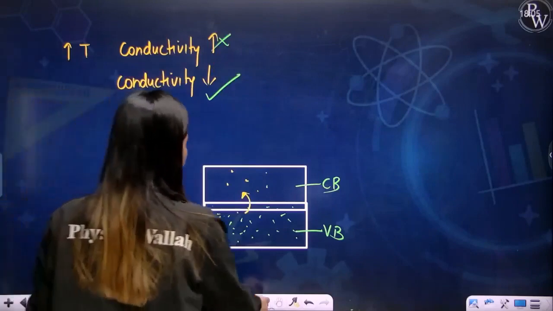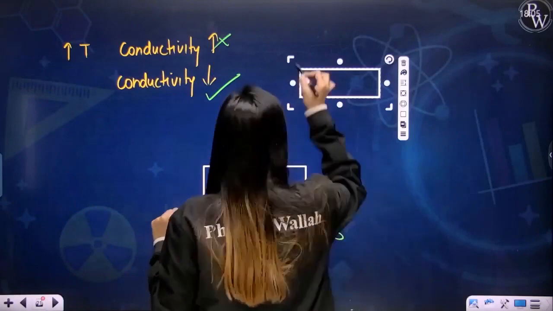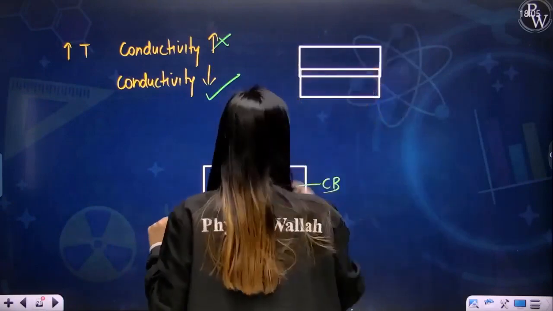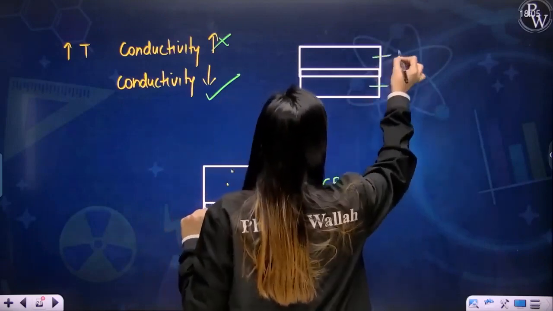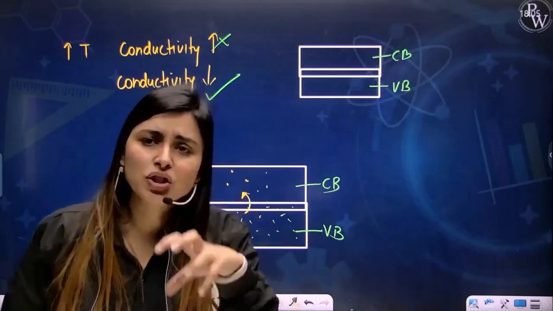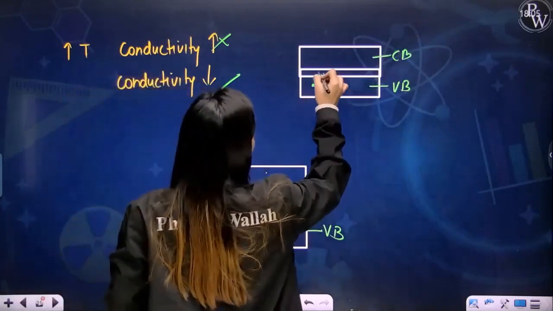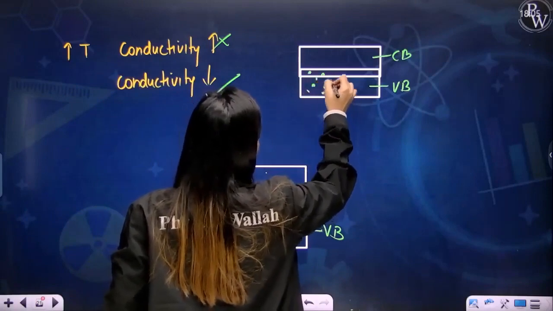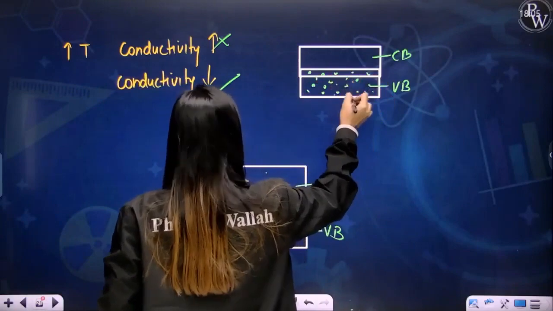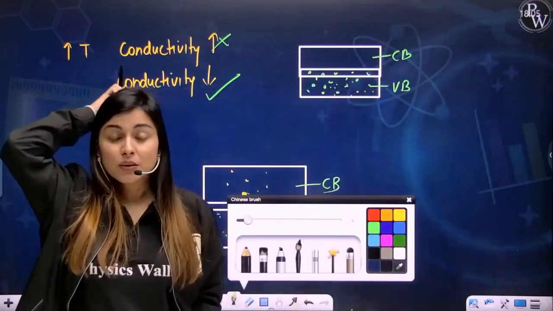What actually happens is, you know that in a conductor, both the bands overlap. This is your valence band and this is your conduction band, and there is very little energy difference. Both of them overlap. You know that most of the electrons are present in the valence band, that is, your valence band is completely filled. Okay, ma'am, perfect. If you increase the temperature, my dear students, what will happen?